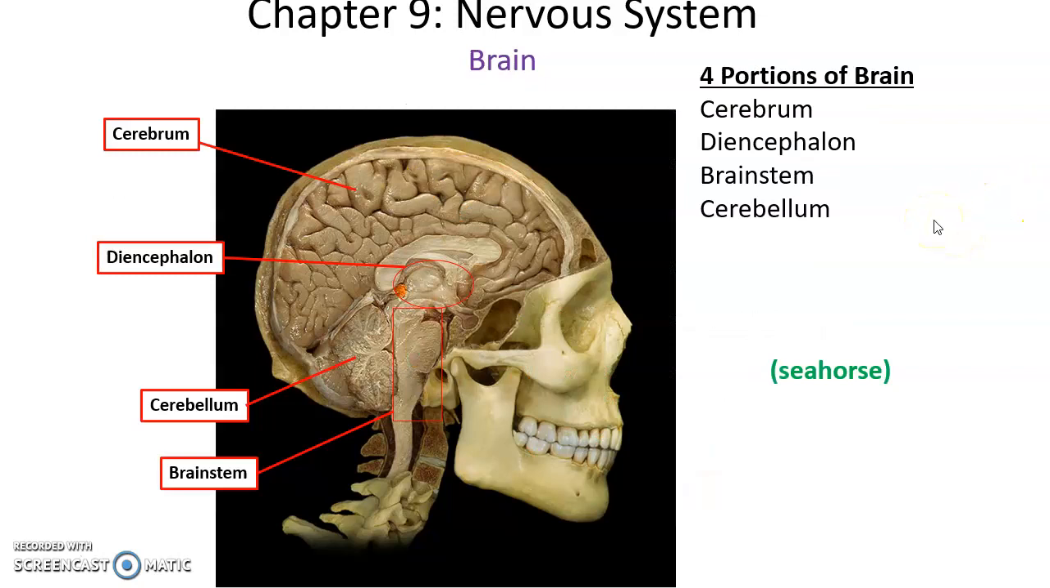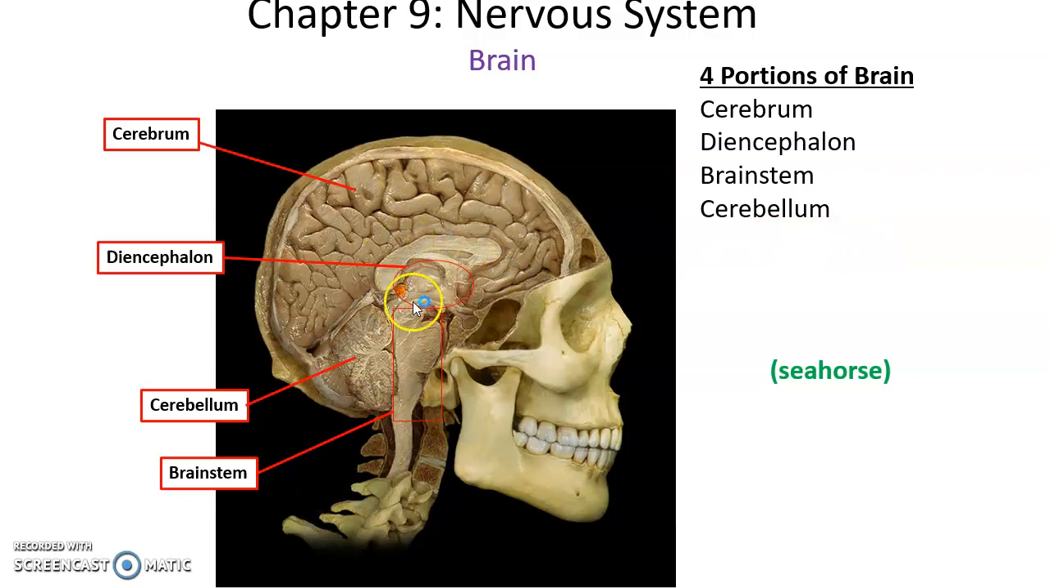So the brain can be broken up into four portions. You have the cerebrum, which is the largest portion of the brain. You have the cerebellum, the smaller wrinkly mass in the back, the brain stem connecting to the spinal cord, and the diencephalon. The diencephalon is a portion of the brain that we cannot see from the surface. We can only see it when we cut through the brain.